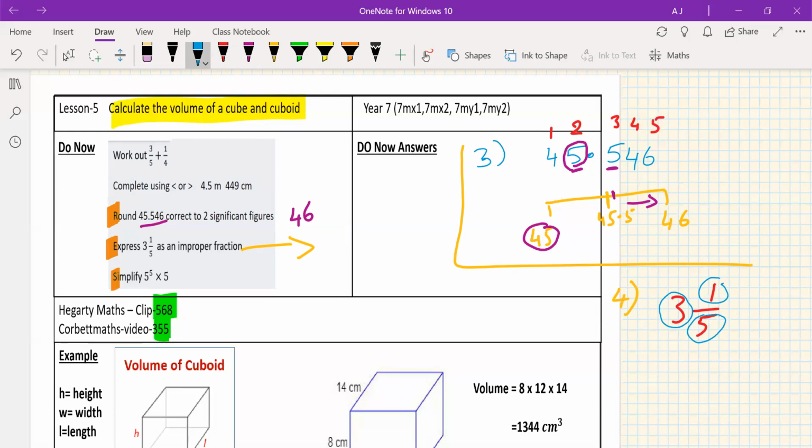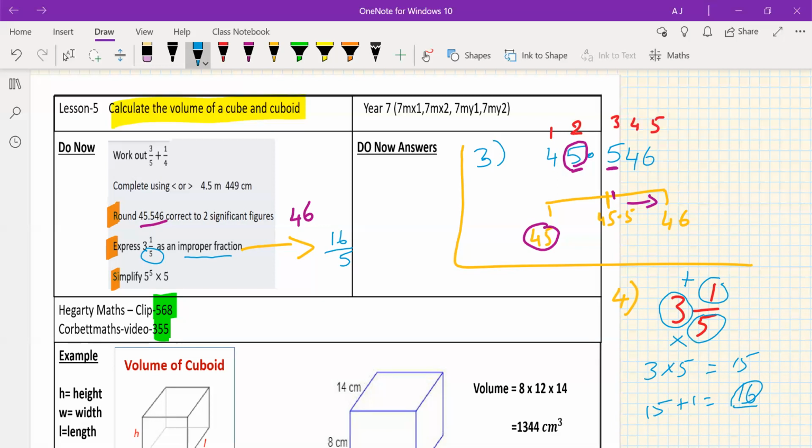We need to do one thing. We need to multiply the denominator and the whole number. So 3 times 5, I will get 15. Once I multiply these 2, I need to add the numerator. So that will make 15 plus 1, I will get 16. So what is the actual final answer? We need to convert them into an improper fraction. The denominator 5 is not going to change. So we have a new numerator, which is 16. So 16 over 5, that will be my improper fraction for the answer.